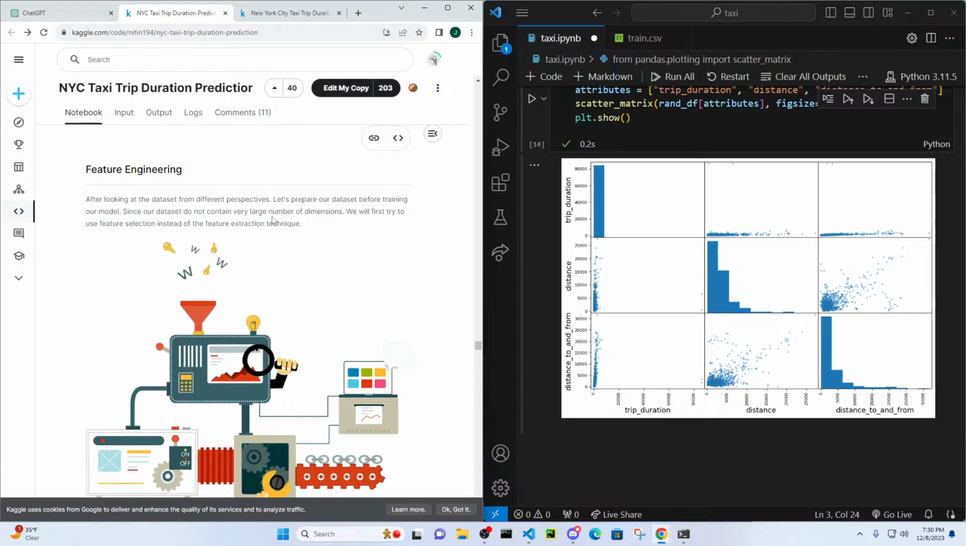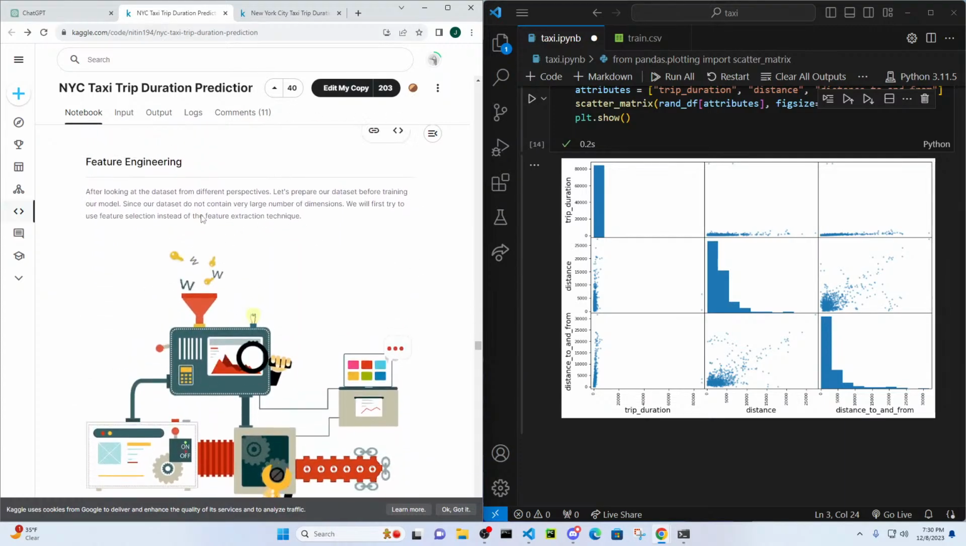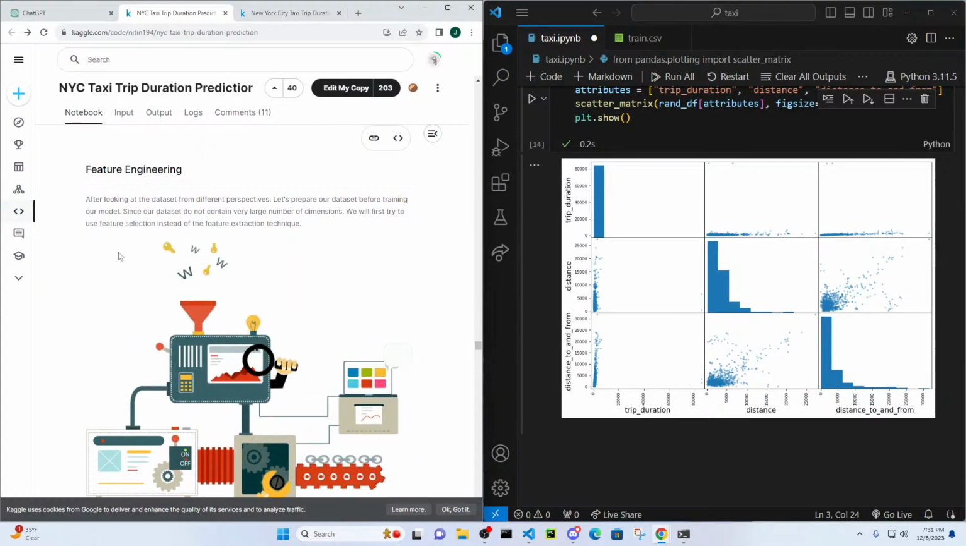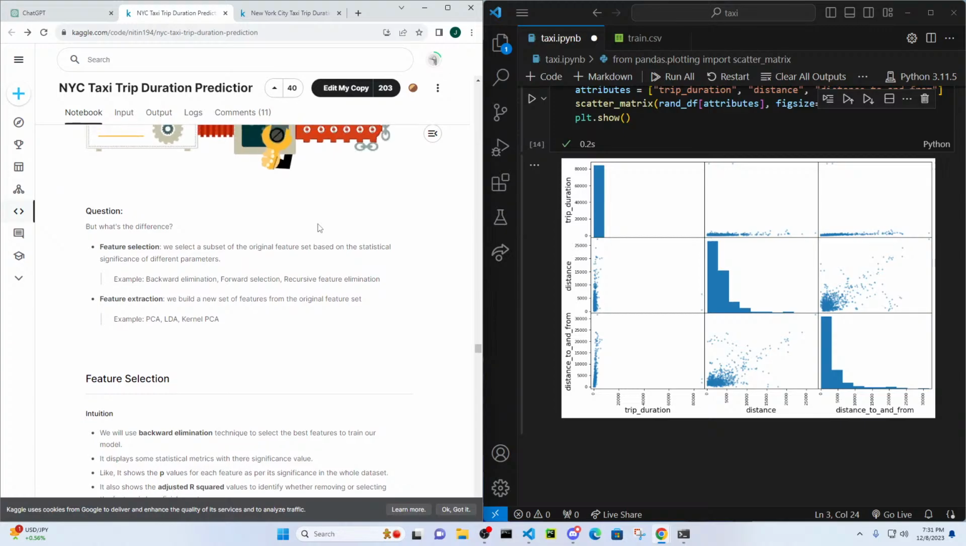That makes sense, though. Yeah, so this is like a whole other section right here of feature engineering. So we basically wrapped up our data exploration today. And then, yeah, feature engineering. This is like, after looking at the data set from different perspectives, let's prepare our data set before training our model. Since our data set does not contain a very large number of dimensions, we will first try to use feature selection instead of feature extraction techniques. All right, cool. Yeah, and we'll start from there.